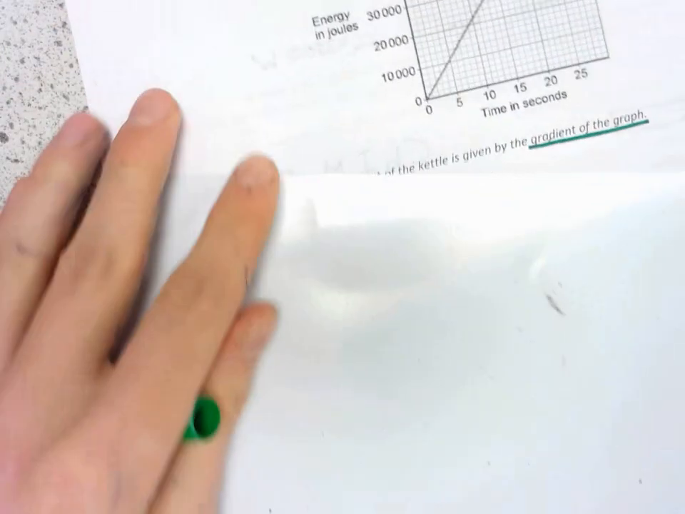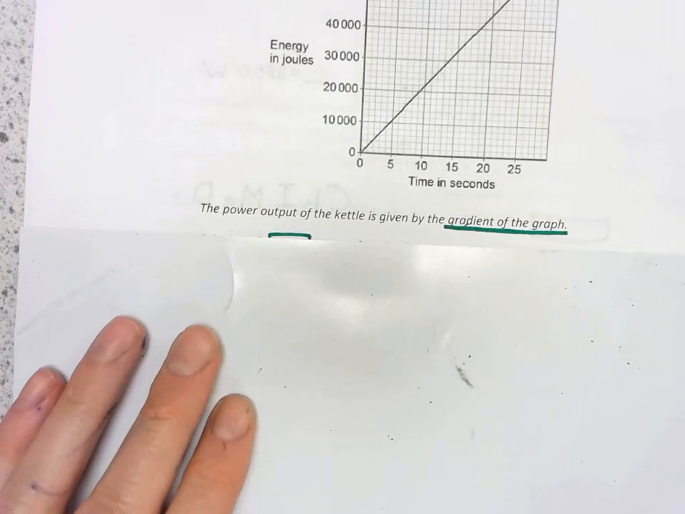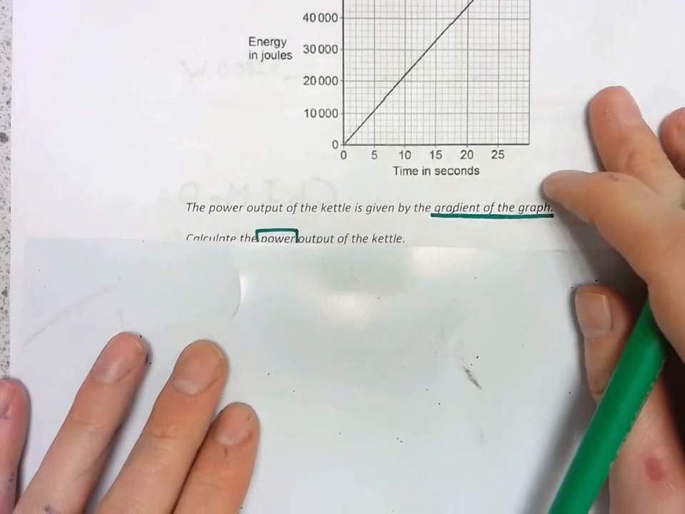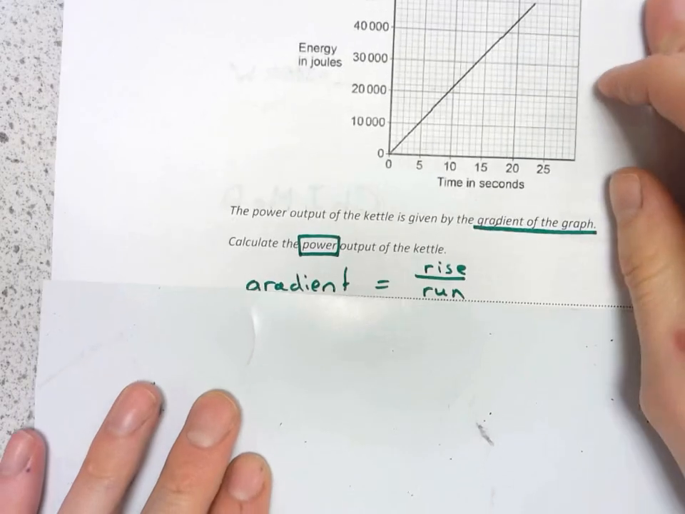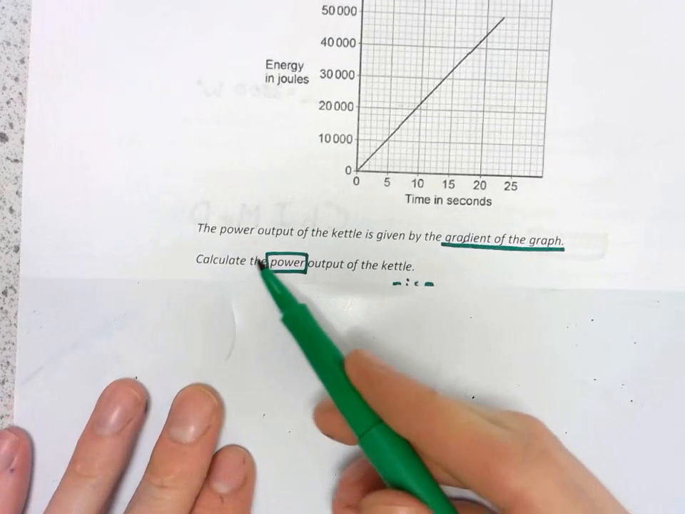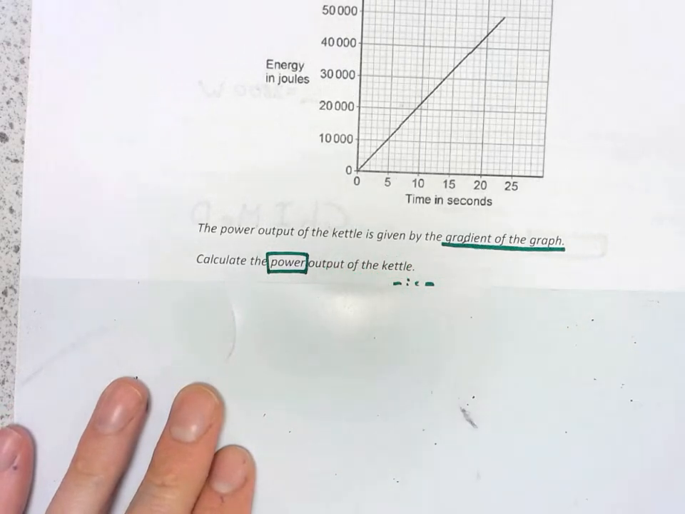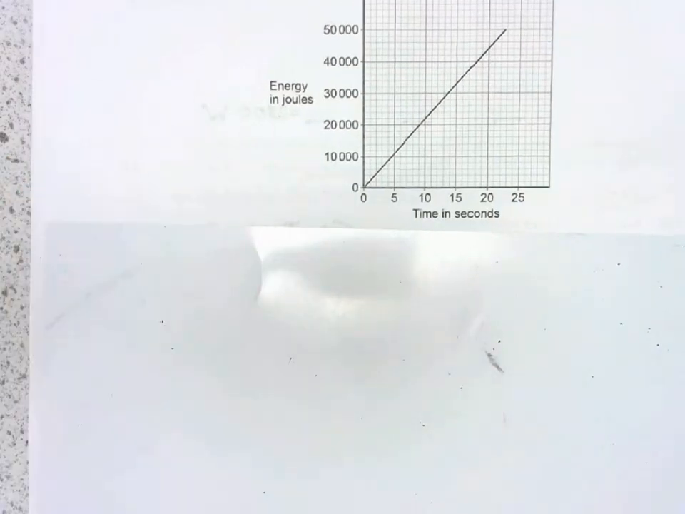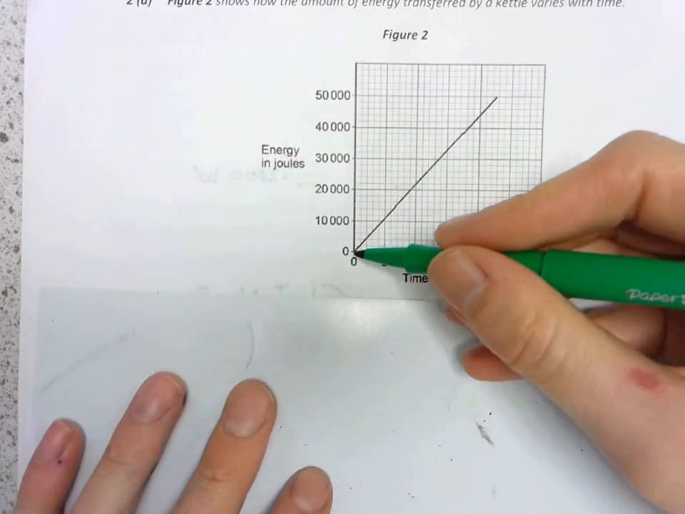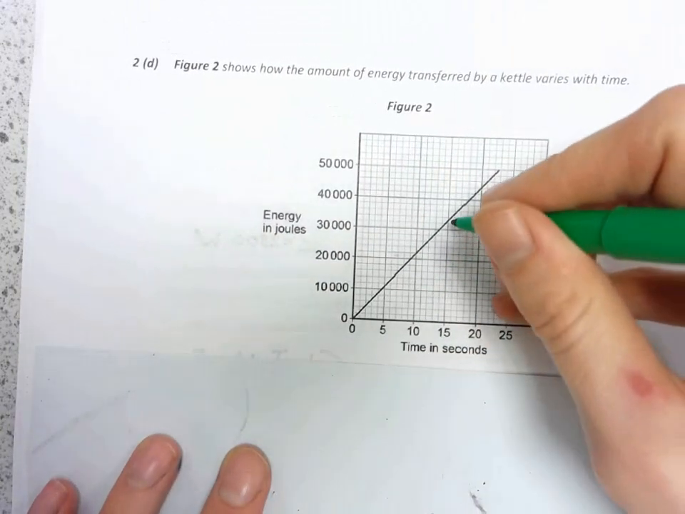We've got a graph which is showing the energy transferred with time. Really important here, the power output is given by the gradient of the graph. So whatever the gradient is here will be your power output. Calculate the power output. That means we need to calculate the gradient because the power is the gradient. Now, to calculate the gradient of a graph, we want to draw as big as we can a triangle on the graph, and the triangle wants to go through one of the corners of the square.